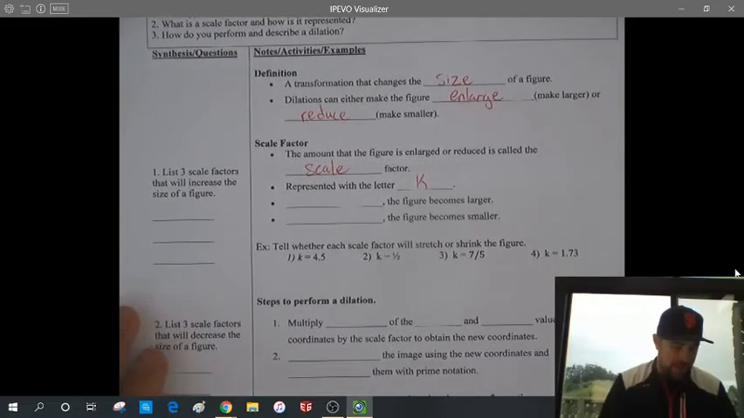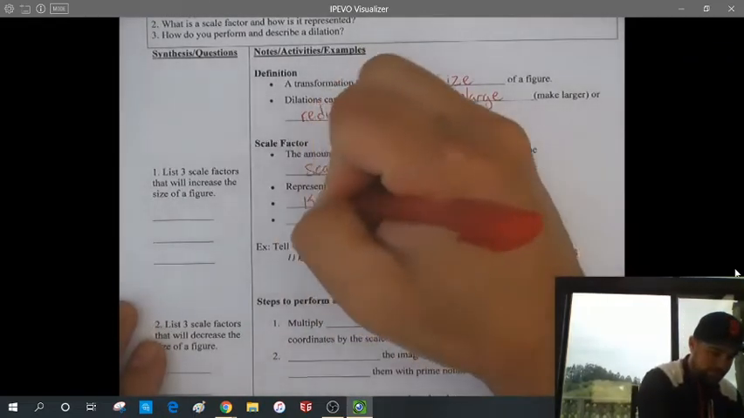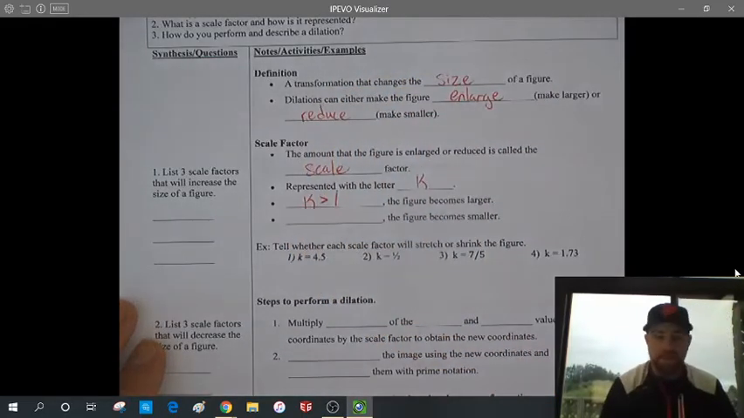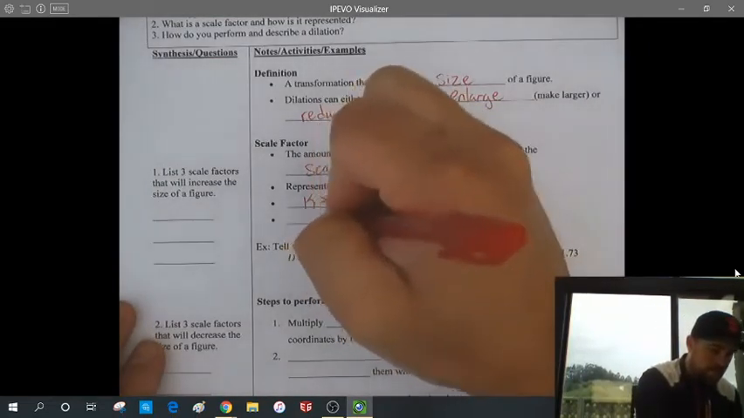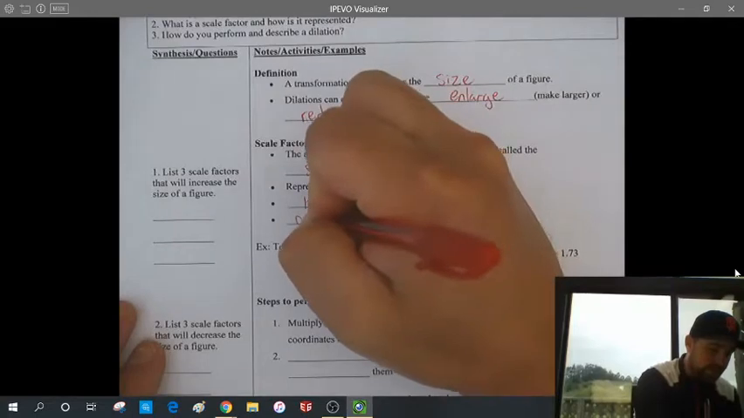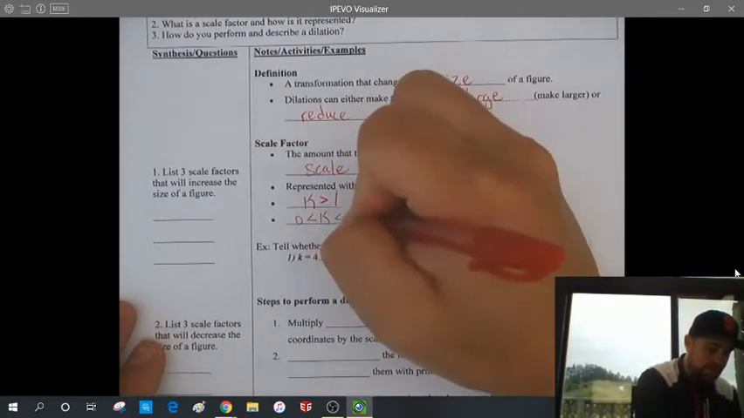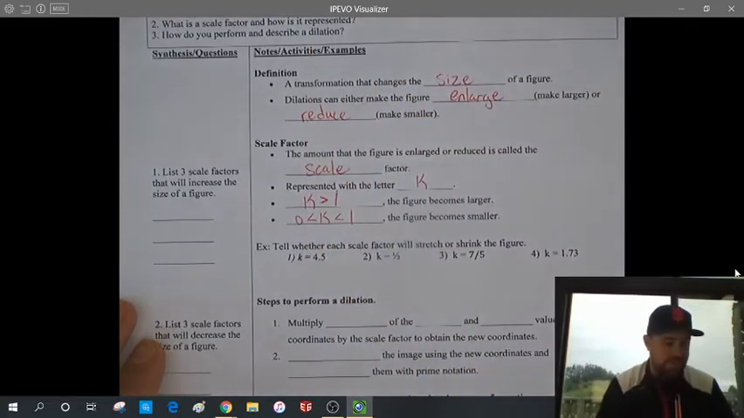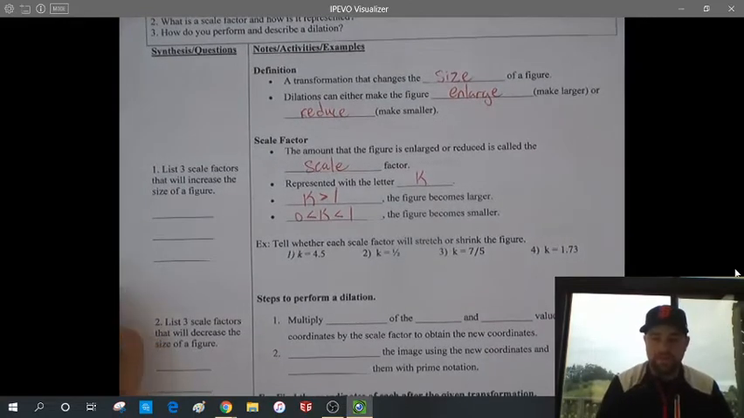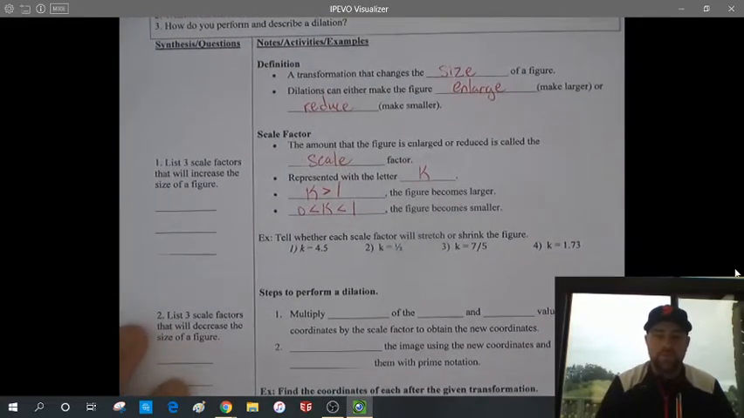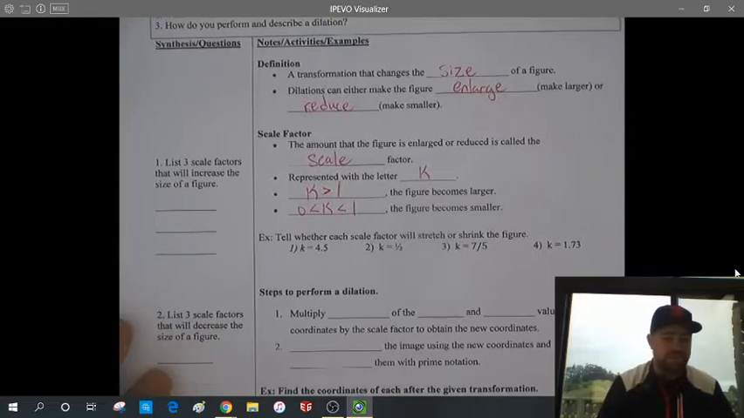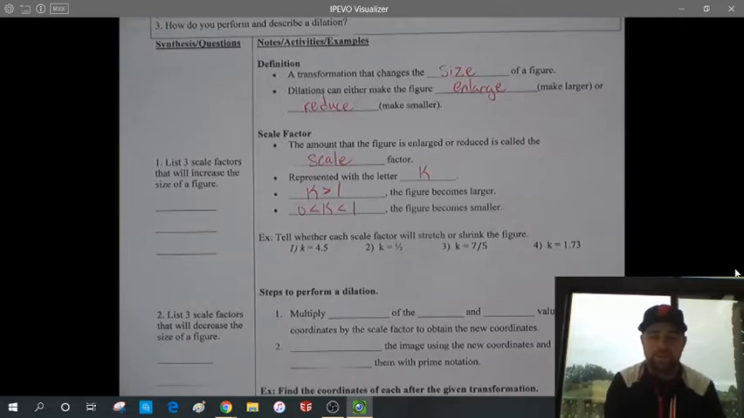And if k happens to be greater than 1, it's going to become larger. And if k is between 0 and 1, so greater than 0 but less than 1, then the figure becomes smaller. As far as what it would look like if it was less than 0, that would be negative. And we'll look at that a little bit later. It's one of our conclusion questions as we look at a negative scale factor.